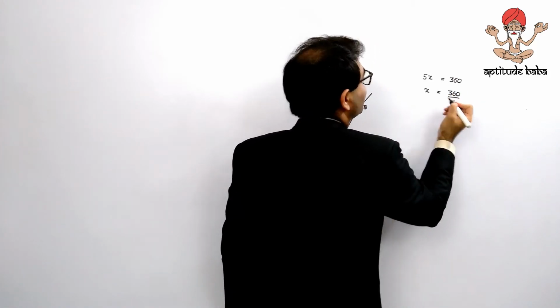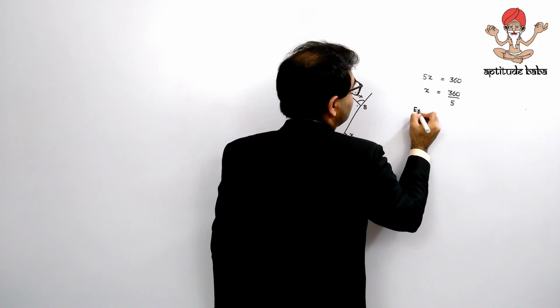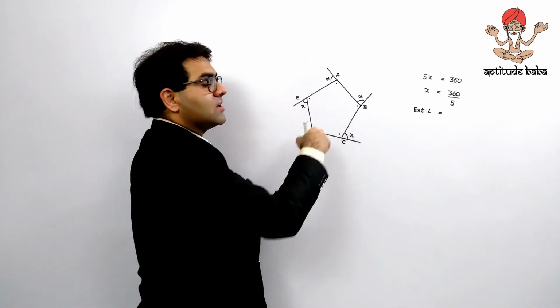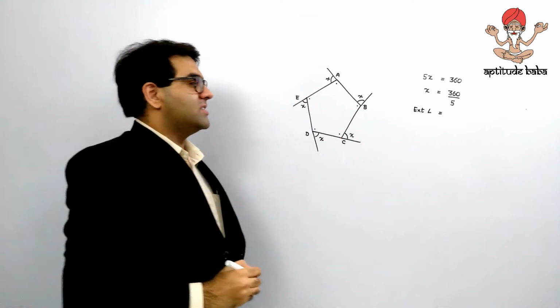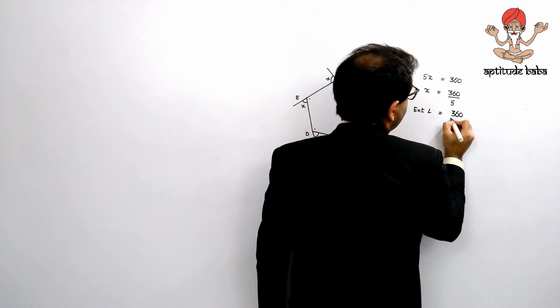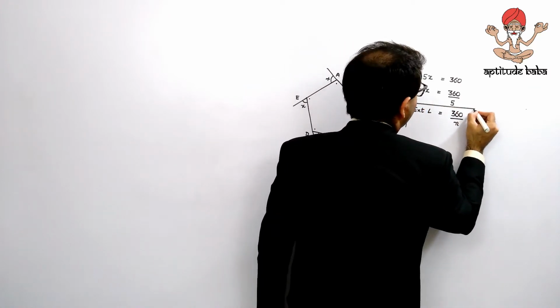Now what was x? X was my exterior angle. And what was 5? Well, for a pentagon, 5 represents the number of sides. So from here, can I say exterior angle is 360 by n, where n represents the total number of sides.